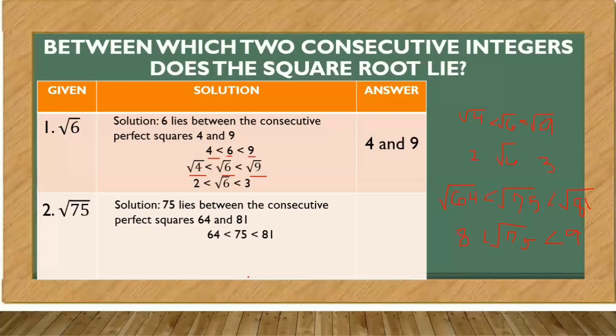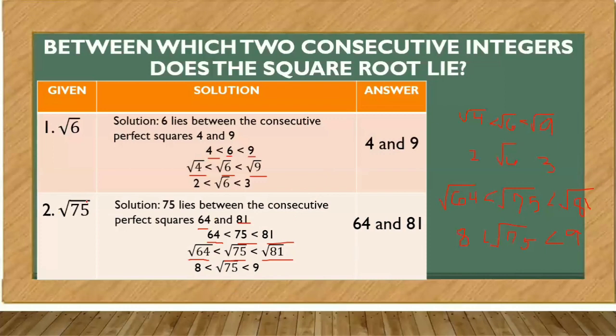Therefore, 64, 75, 81. Nasa gitna si 75. Ito po yun, square root of 75 between square root of 64 and square root of 81. The perfect square of 64 is 8, and then, this perfect square of 81 is 9. Alright? Then, nasa gitna nila si square root of 75. Therefore, ang magiging sagot mo dito, yung dalawang consecutive integers is 64 and 81. So that is the two consecutive integers na merong perfect square between the given numbers.